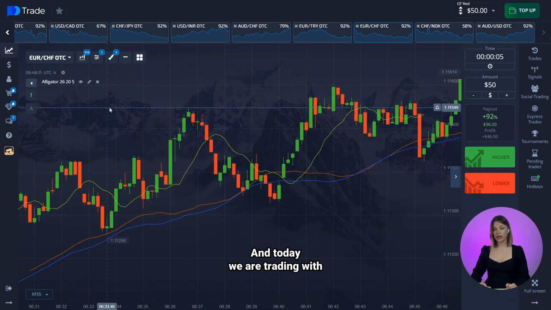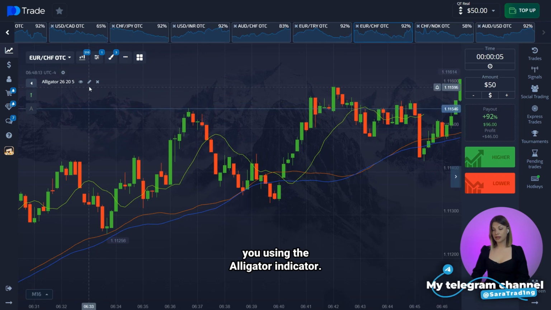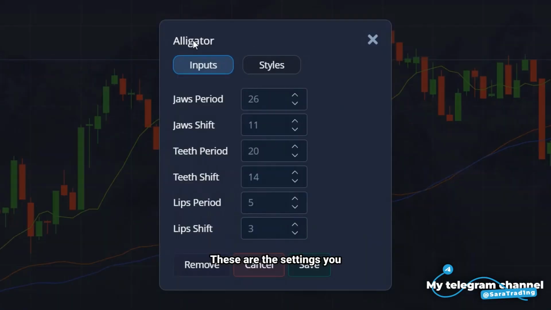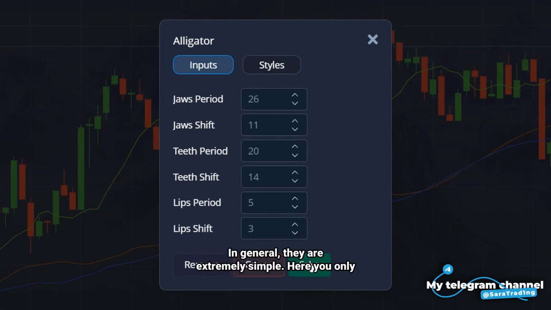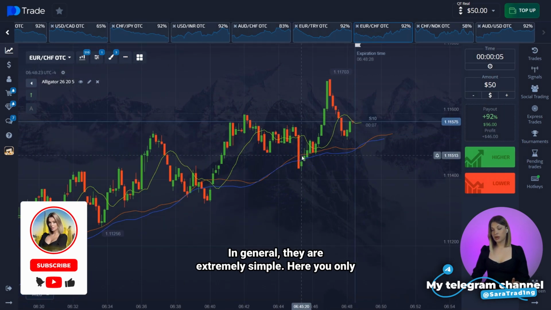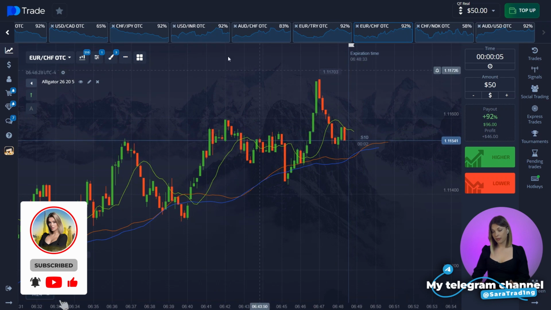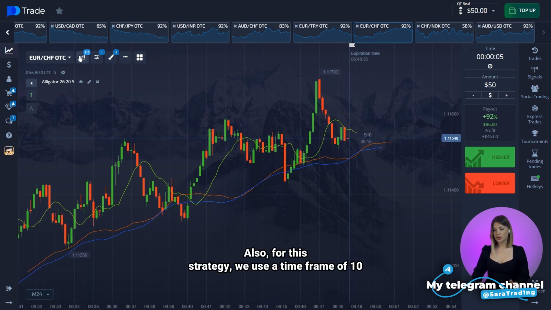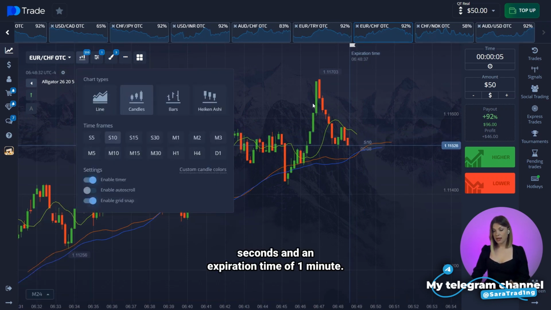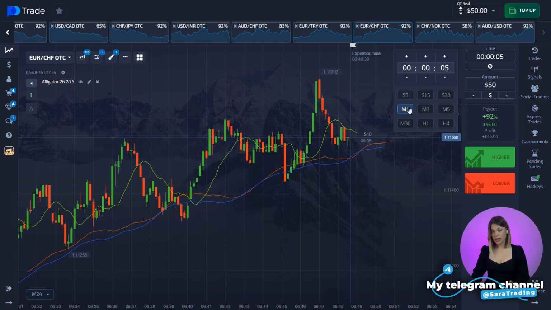And today we are trading with you using the Alligator indicator. These are the settings you will need to set for yourself. Take a screenshot or pause the video to copy these settings. In general, they are extremely simple. Here you only need to tweak a few values so that we get the following picture on the graph. Also, for this strategy, we use a time frame of 10 seconds and an expiration time of 1 minute.